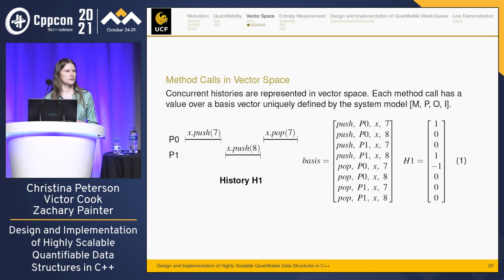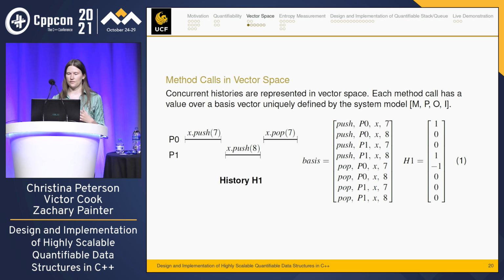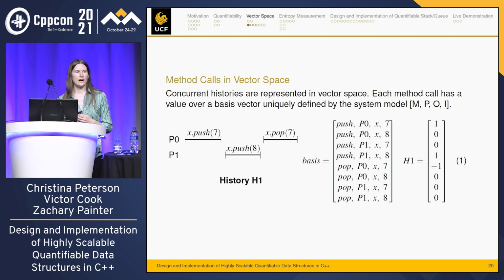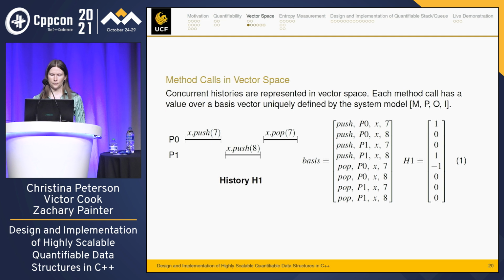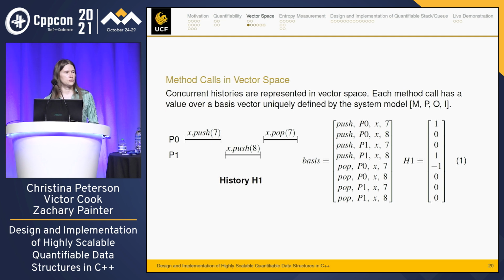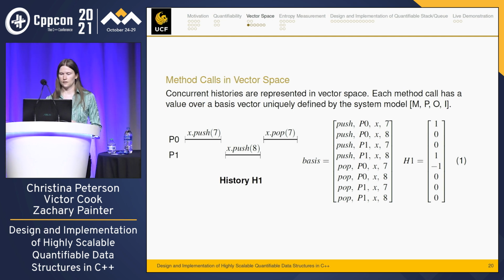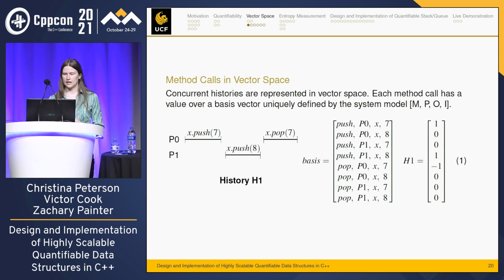So we represent our concurrent histories in vector space. The way that we do this is by creating a basis vector. This basis vector includes all possible values of those dimensions. To the left, we have history h1. The possible values for the method calls are push or pop. For the threads, we have p0 and p1. We have x, which is our object, and the item is 7 or 8.